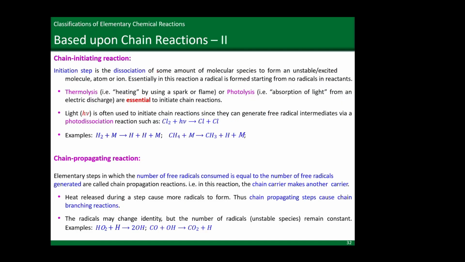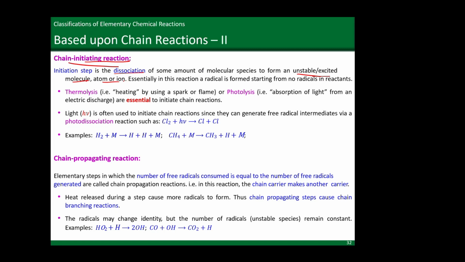So let's start with the chain initiation step. As the name suggests, chain initiation reaction is a reaction where the chain reaction starts, right? And the initiation step here is simply because of the dissociation or breakdown of some sort of molecular species to form unstable or more reactive molecules, atom, or ion. It can be any of those, right? So we're just trying to be very general here.